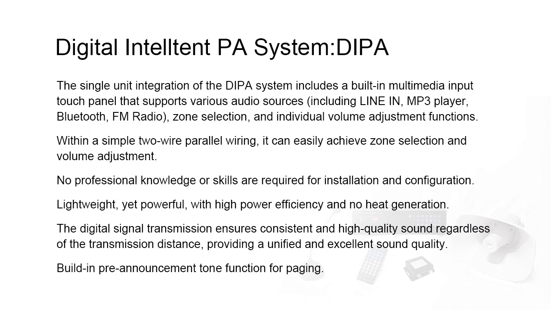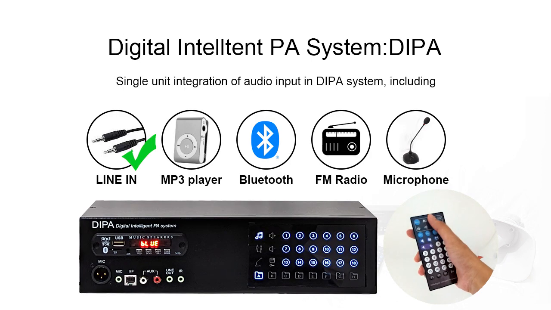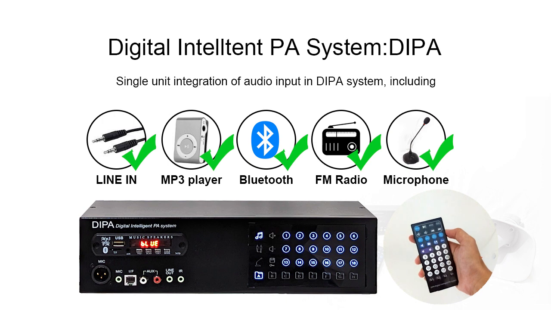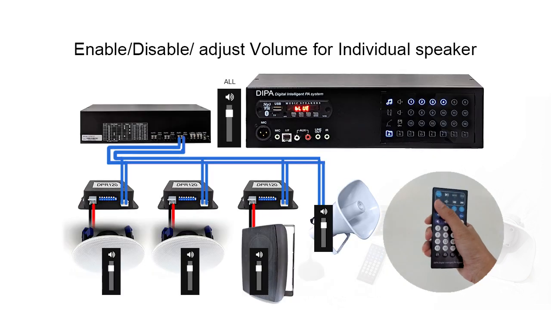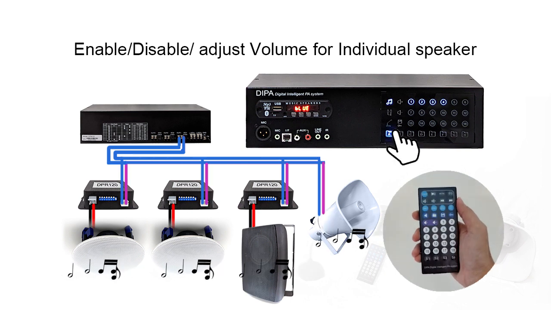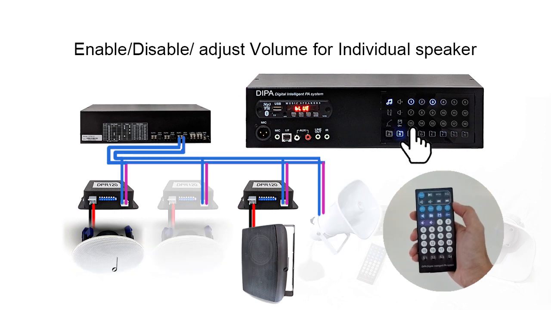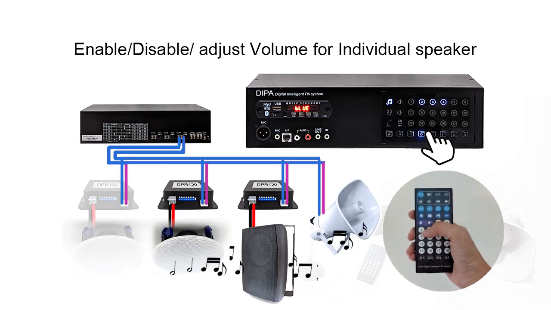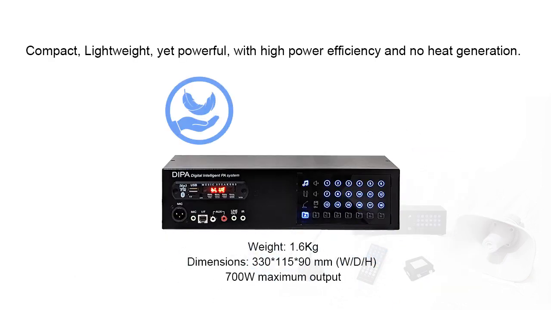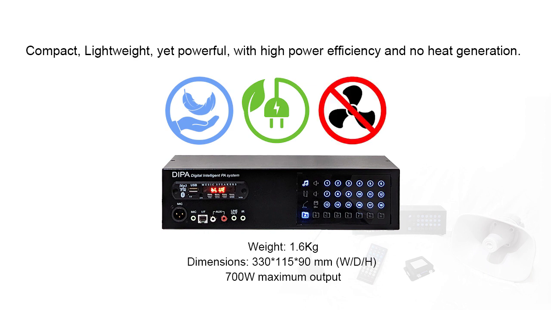Compared to traditional analog PA systems, DIPA has the following advantages. Single unit integration of audio input in DIPA system, including line-in, MP3 player, Bluetooth, FM radio. Within a simple 2-core wire cascade wiring, it can easily achieve enable/disable individual speaker zone groups and adjust the volume. You can group speakers and input sources, the volume setting as folder macro key, user-friendly. DIPA is compact, lightweight, yet powerful, with high power efficiency and no heat.